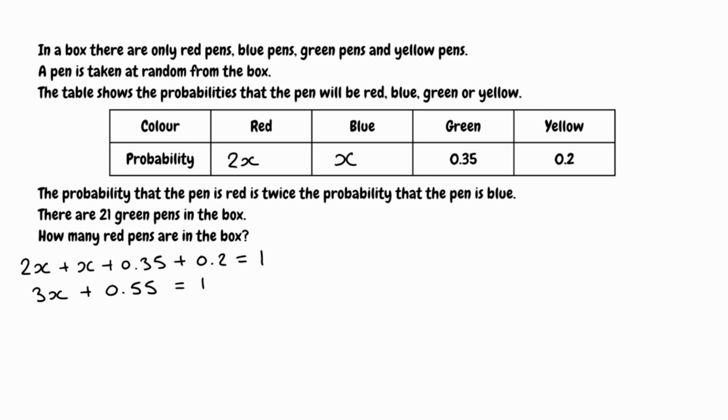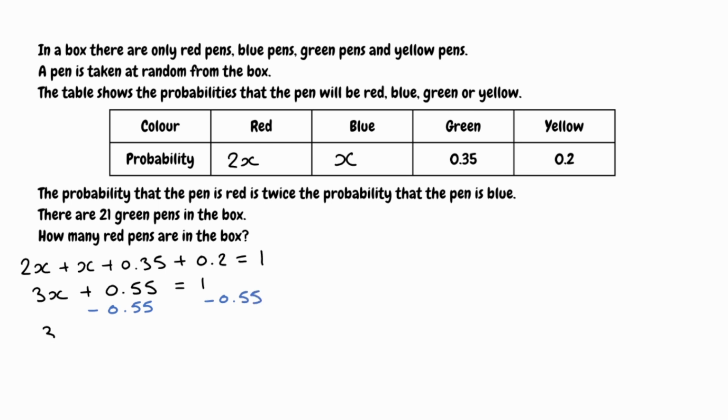So now we can rearrange and solve. So we have 3x plus 0.55 is equal to 1. So to begin with, I'm going to get rid of this 0.55 by doing the opposite. I'm going to take it away. So if I take away 0.55 on the left-hand side, I must also do it to the right to balance the equation.